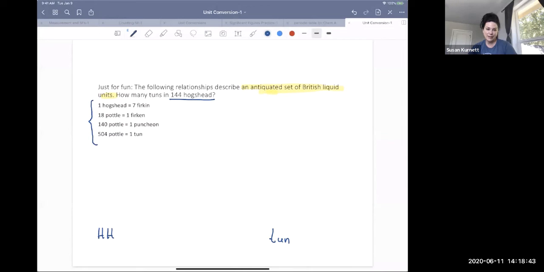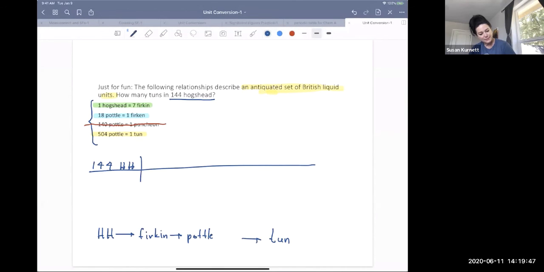The only one that has hogshead in it is this one. So I'm going to have to go from hogshead to firkin. I don't have a choice, whatever that means. And then the only one that has firkin in it is this one. And then I see, oh, I can get from pottle to ton. So this one was extraneous. So this one is just more give you the information and figure it out.